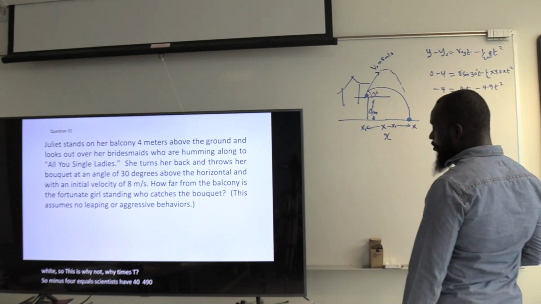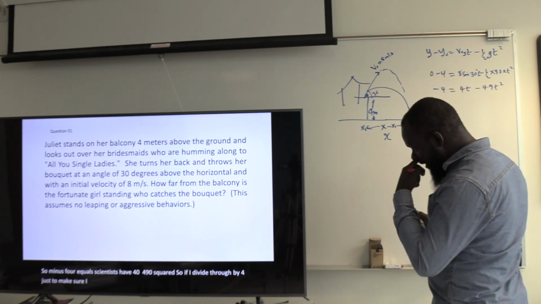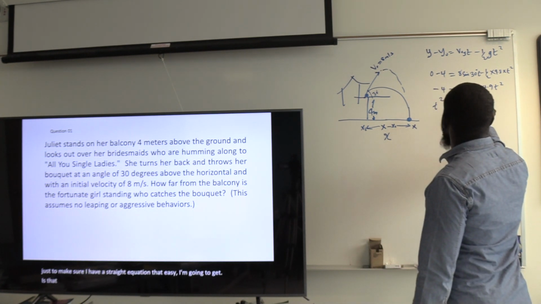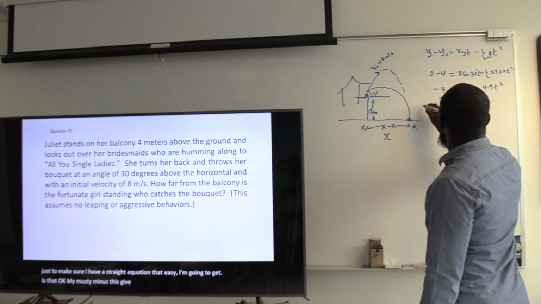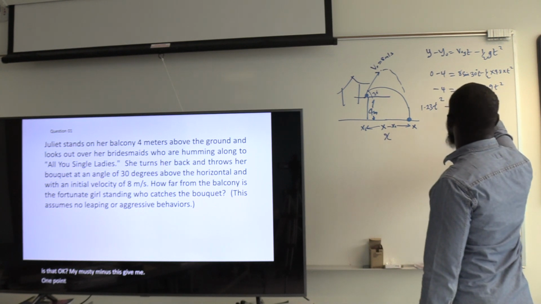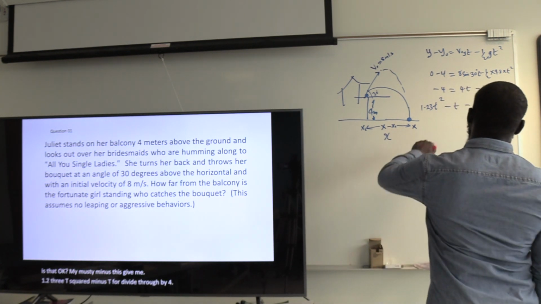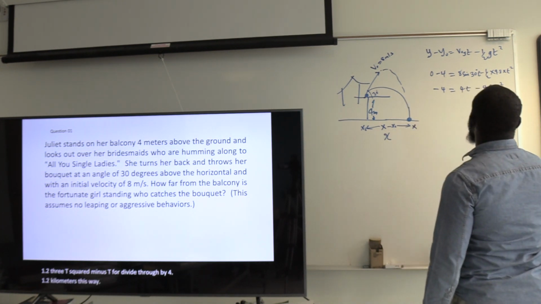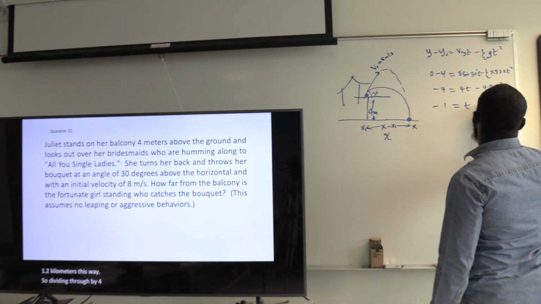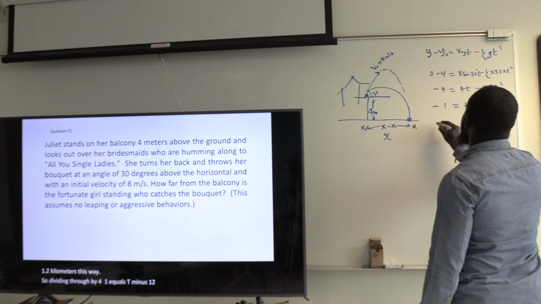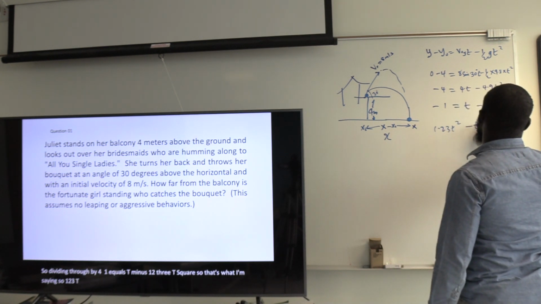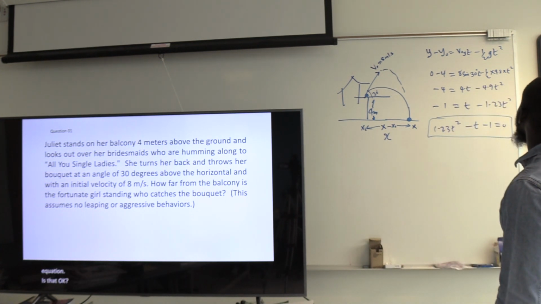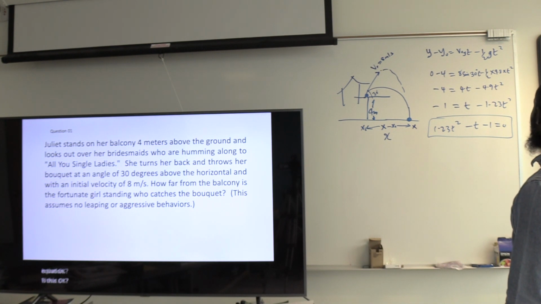So if I divide through by 4, just to make sure I have a straight equation that's easy, I'm going to get t squared, minus t. So dividing through by 4, minus 1 equals t minus 1.23 t squared. So 1.23 t squared minus t minus 1 equals 0. So this is my quadratic equation. Is that okay? That's the quadratic equation I have for t.